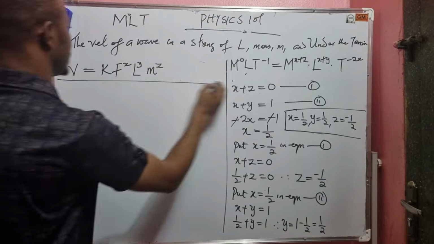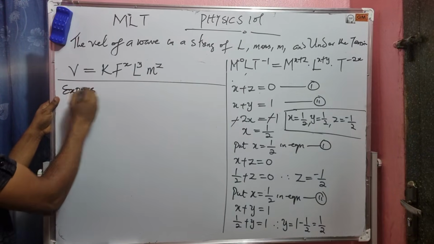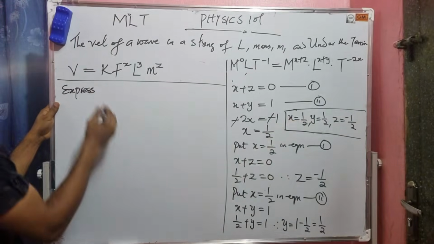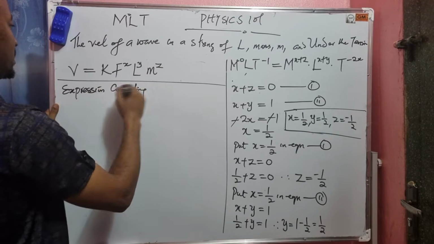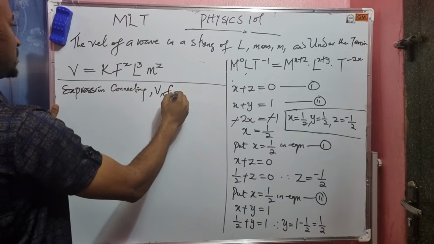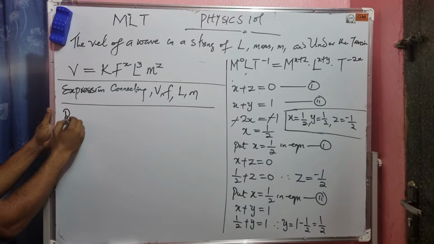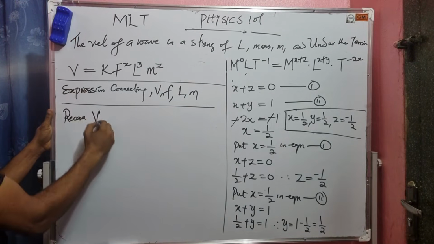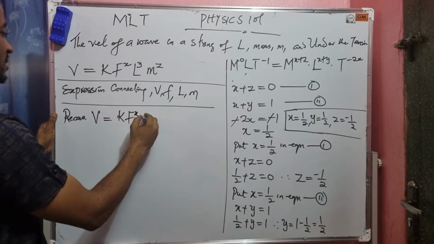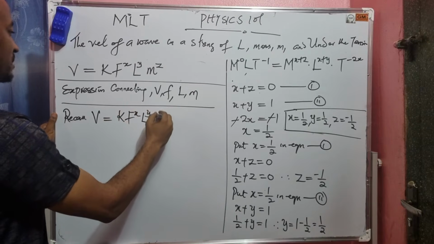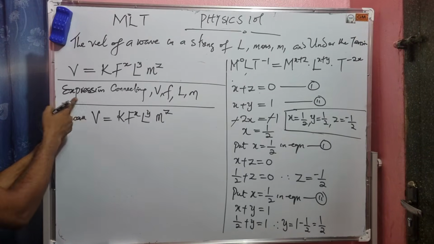Okay, now look at this. Sometimes they might ask you to find the expression. After finding x, y, z, they might tell you to find the expression connecting speed, force, length, and mass. I just recall that our speed is given as k F to the power of x, L to the power of y, m to the power of z.